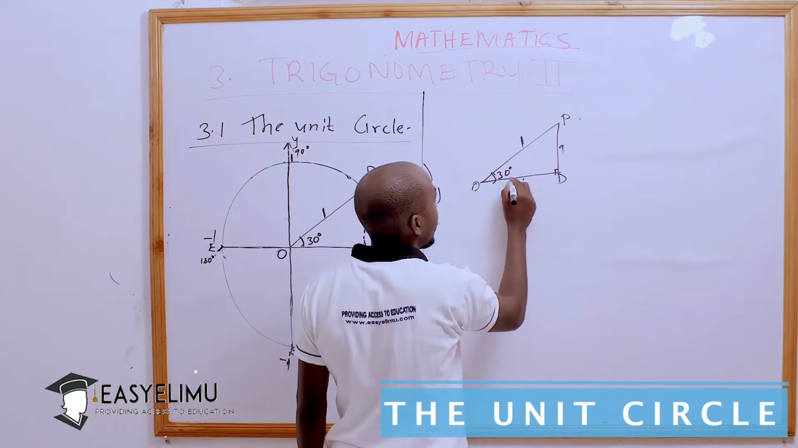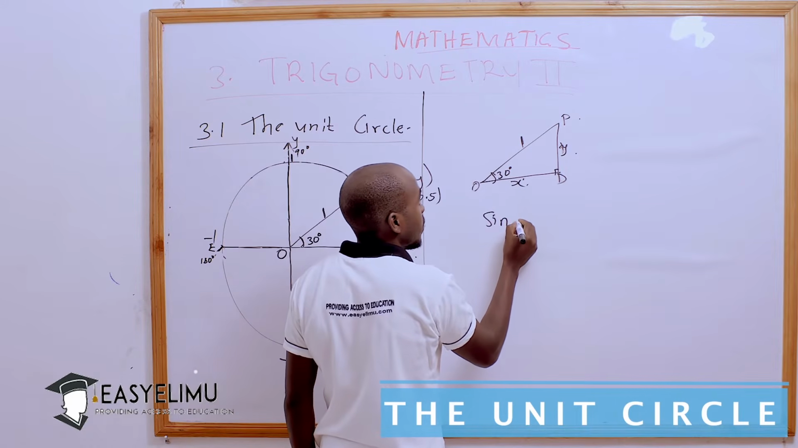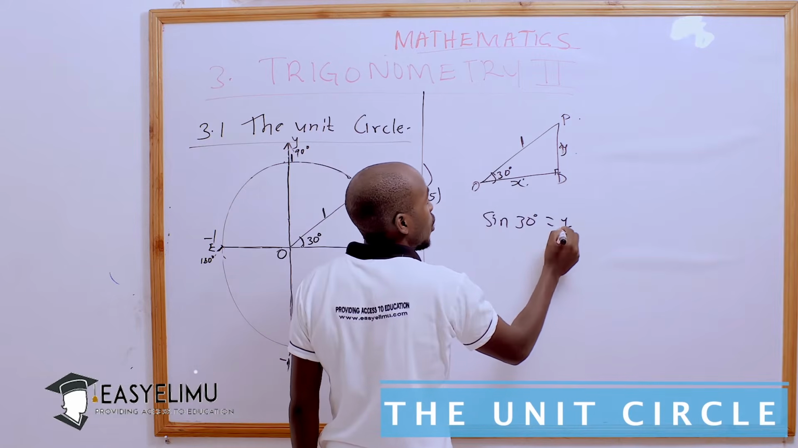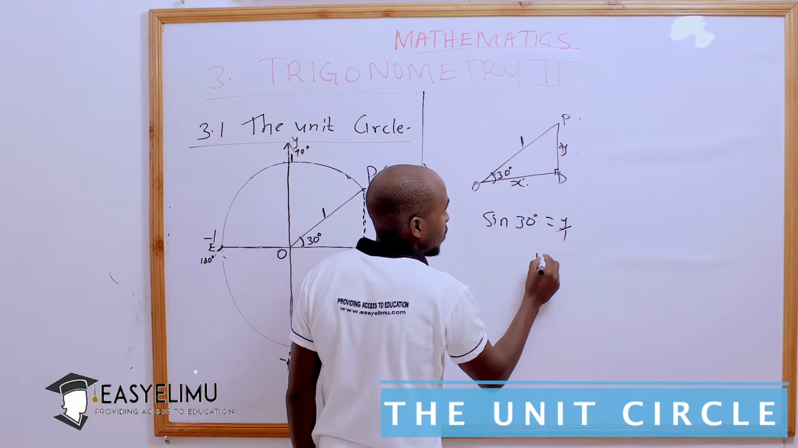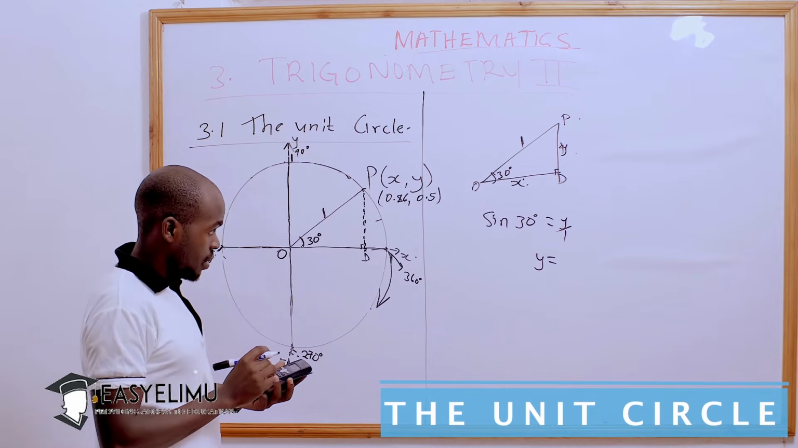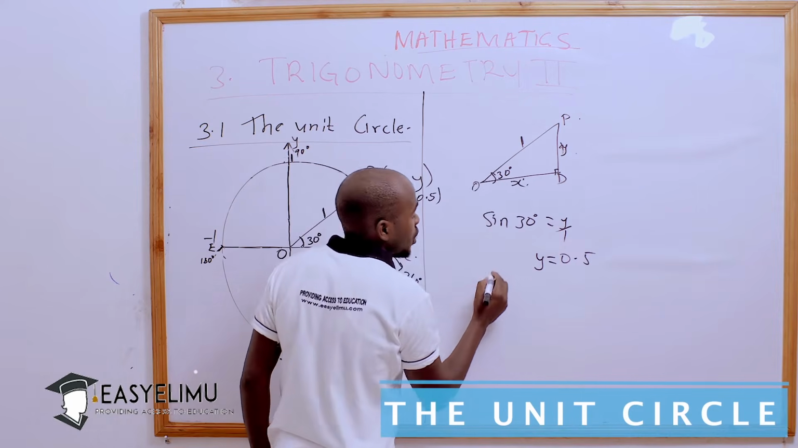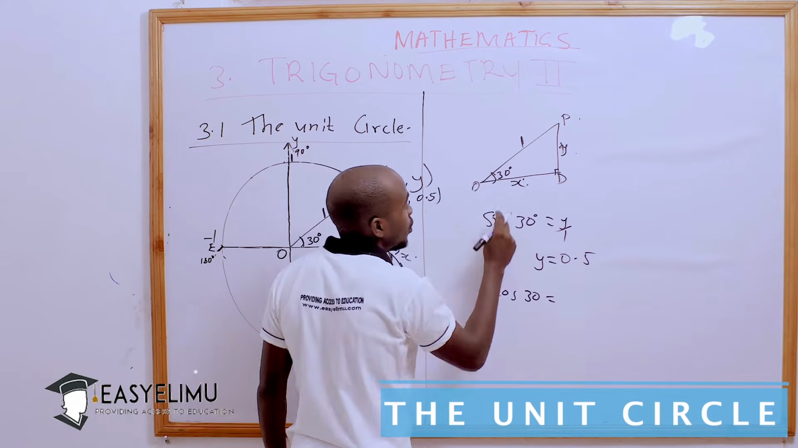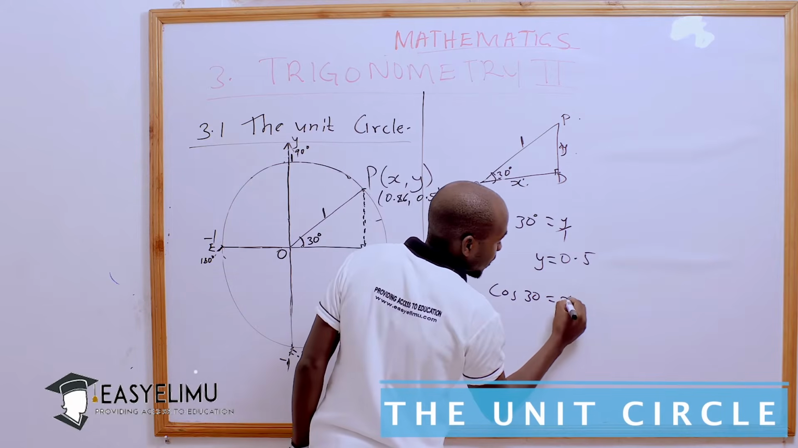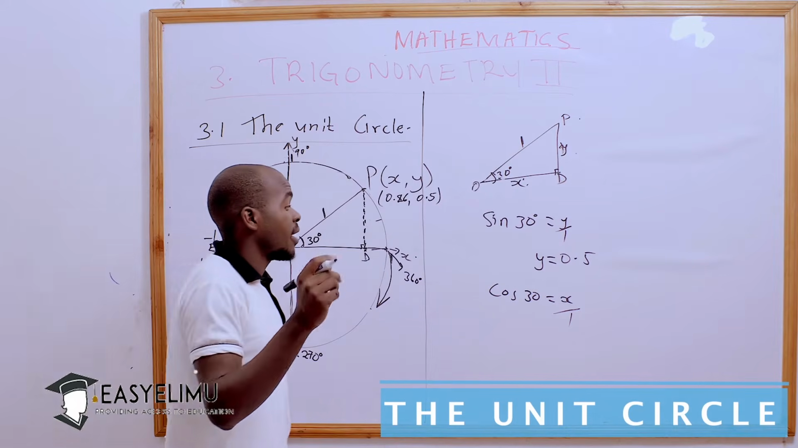Using this graph, we can find x and y by saying sine 30 degrees is the same as the opposite over the hypotenuse, which is y over 1, so y is equal to sine of 30, that is 0.5. And for x, cos of 30 is the adjacent of the angle, which is x, over the hypotenuse, and because it is a unit circle, that hypotenuse resembles the radius of the circle.